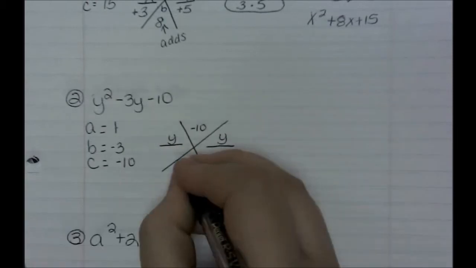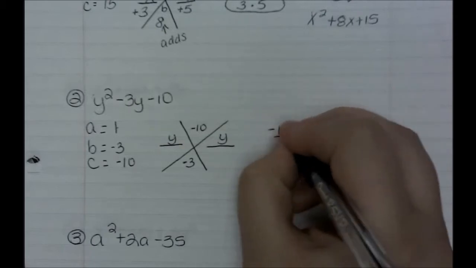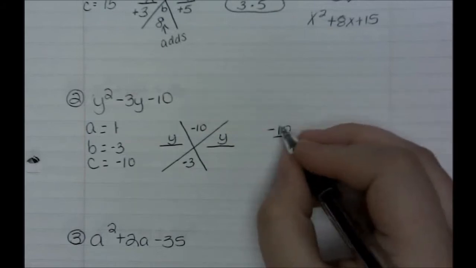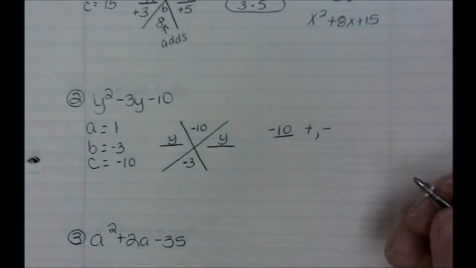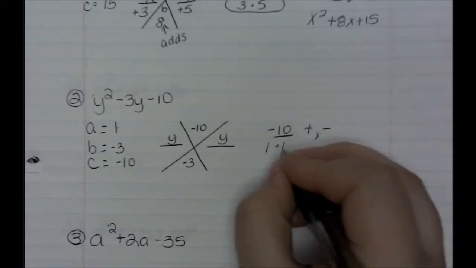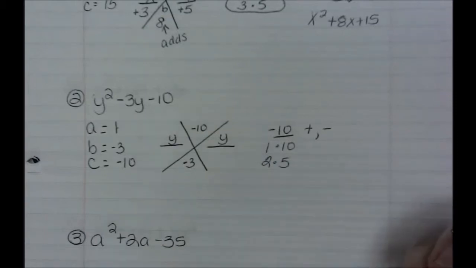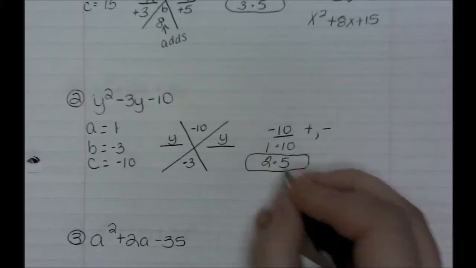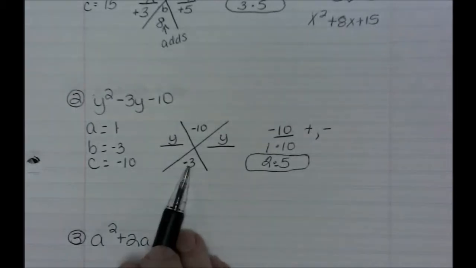B is -3. So we want to find out what multiplies to give us that -10 and adds to give us that -3. Well, if I have to multiply two numbers to get a negative, I know one has to be positive and one has to be negative. Because if they were both positive or both negative, I would get a positive 10. So my factors are 1 and 10, and 2 and 5. So the factors I'm going to use are 2 and 5, and I know my 5 has to be negative to get a -3.